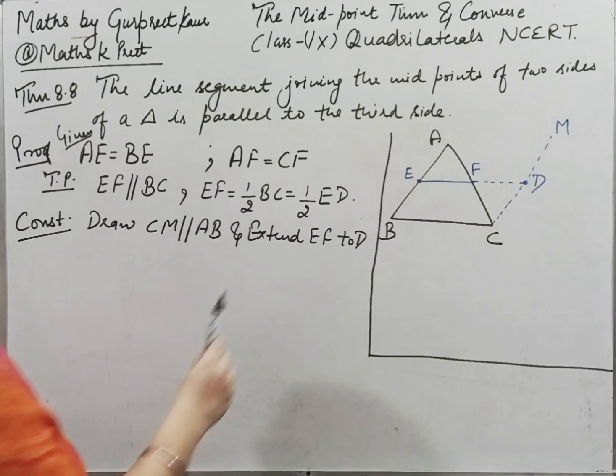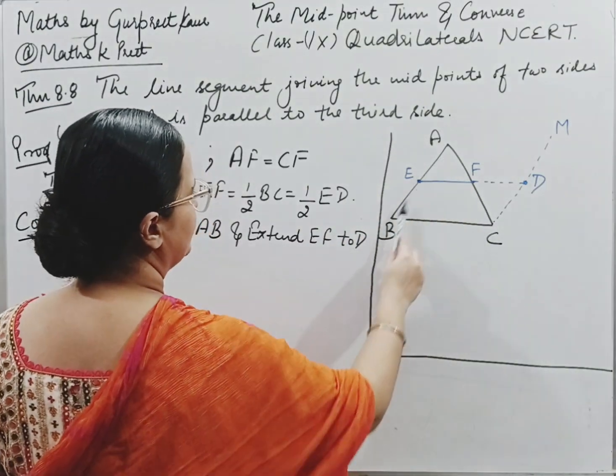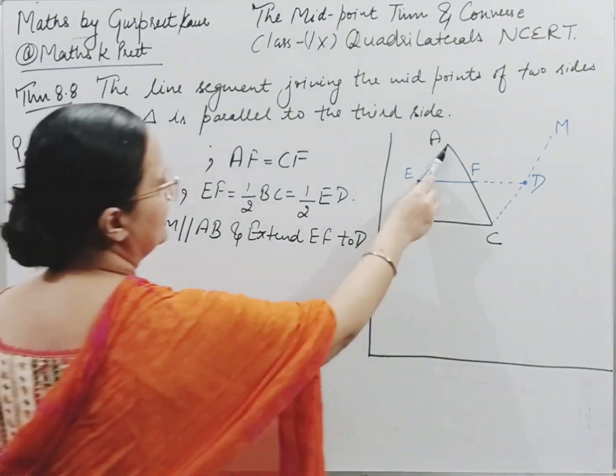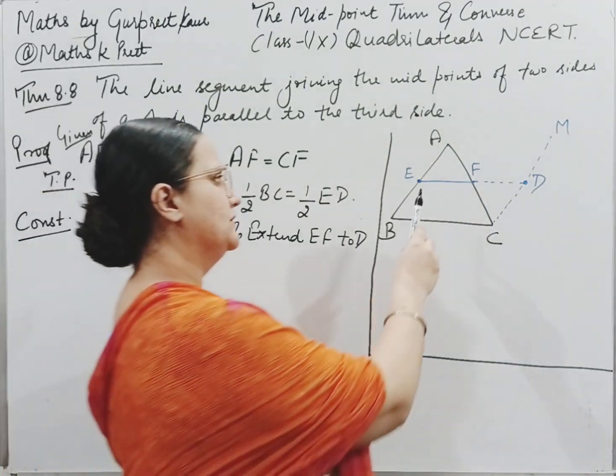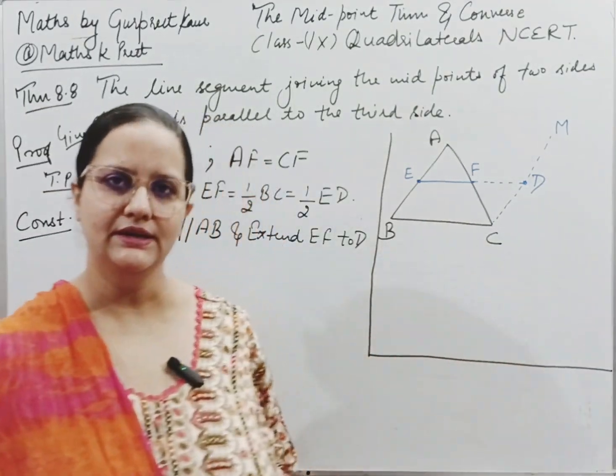So what is given to us? Given E is the midpoint of AB and F is the midpoint of AC. So AE is equal to BE and AF is equal to CF. This is given to us. What we have to show? We have to show that this EF is parallel to the third side BC.